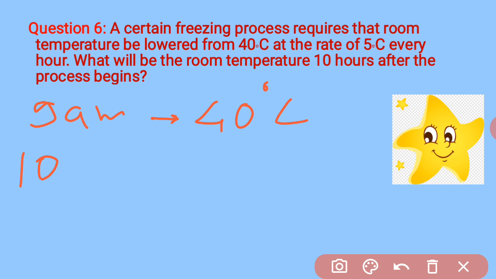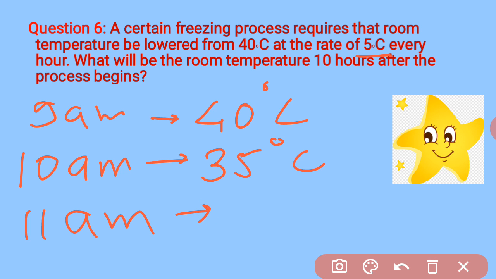After 1 hour, that is at 10 a.m., the temperature has lowered by 5 degrees Celsius. It is told that a certain freezing process requires that room temperature be lowered from 40 degree at the rate of 5 degrees Celsius every hour. Means after 1 hour, 5 degree is less. So at 10 a.m., the temperature will be 35 degrees Celsius. At 11 a.m., the temperature will become 30 degrees Celsius, and this is what is going to continue. And they say that this will continue for next 10 hours.